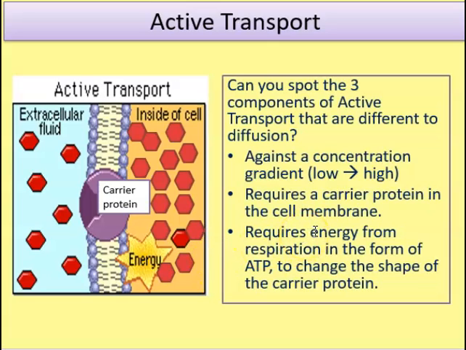Now, the energy will come from respiration in the form of ATP. ATP is a storage molecule of energy, and that energy is used to change this carrier protein. So the three things you need to know: it's particles moving from low concentration to high, it requires a carrier protein in the cell membrane, and it also needs energy from respiration. Okay, which are three things that are different to diffusion.